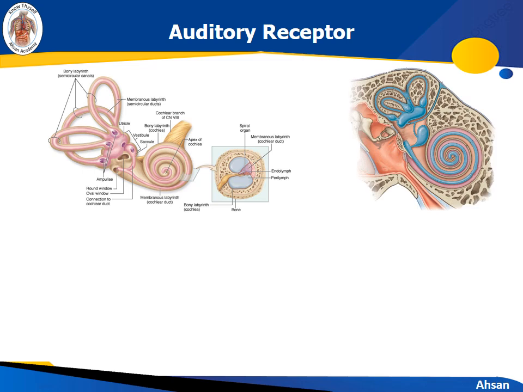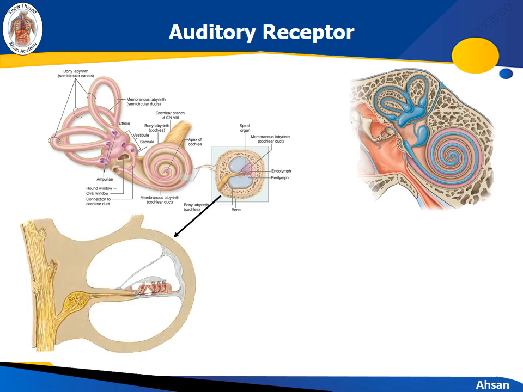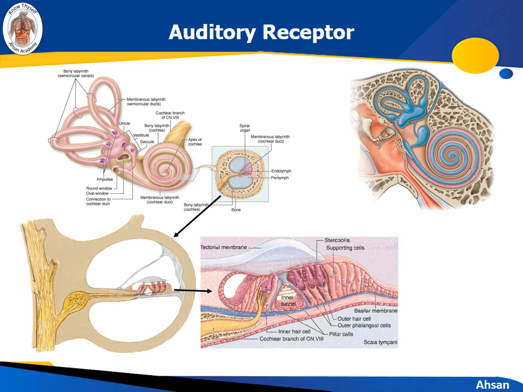The ear has two functions, hearing and balance. So let us start with the auditory function, meaning hearing. This is the cross section of the cochlea. The cochlear duct is there, and the arrow is indicating an enlarged figure. This is the endolymph area.